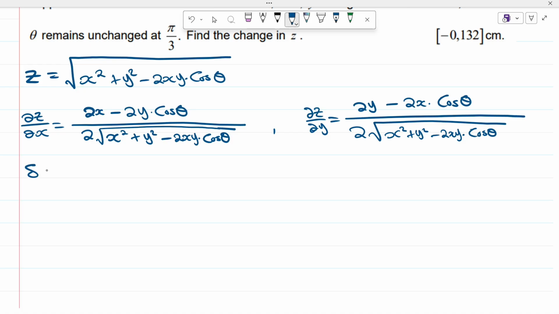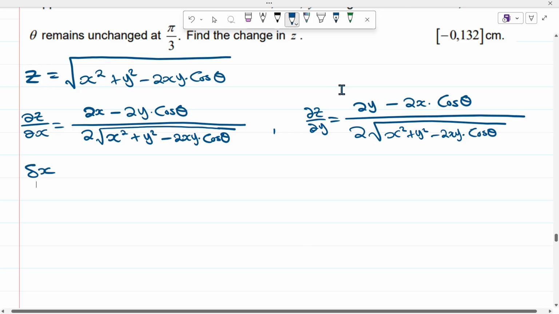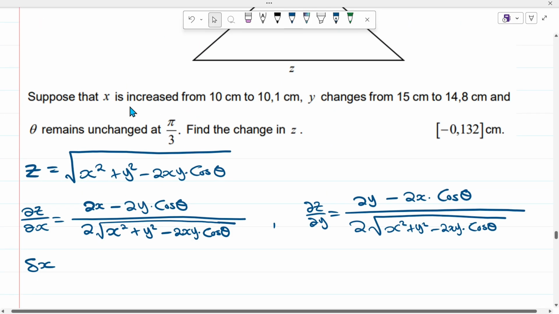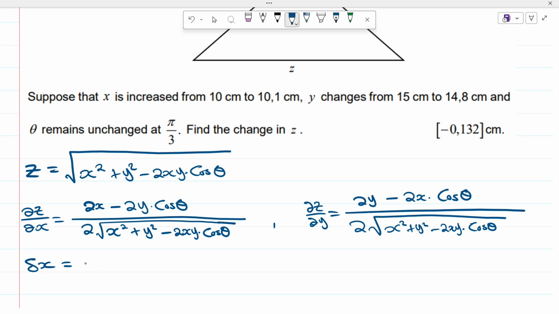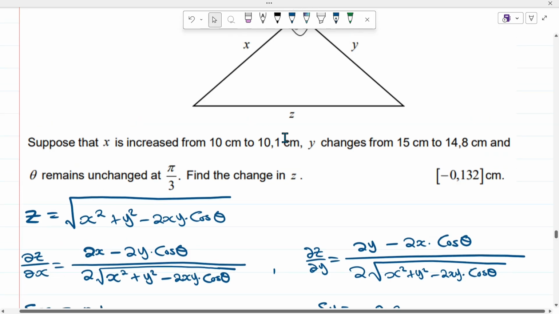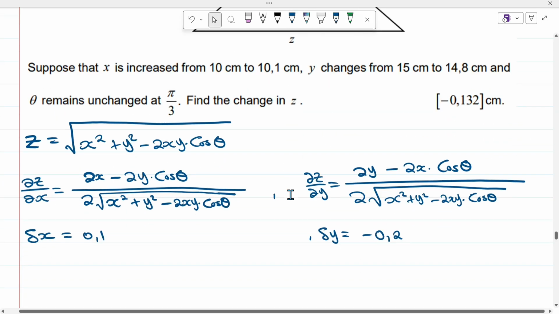So we're told that the small change in x, so x is increased from 10 to 10.1. That means our small change in x is going to be 0.1. And then our small change in y is going to be equivalent to what? To negative 0.2.